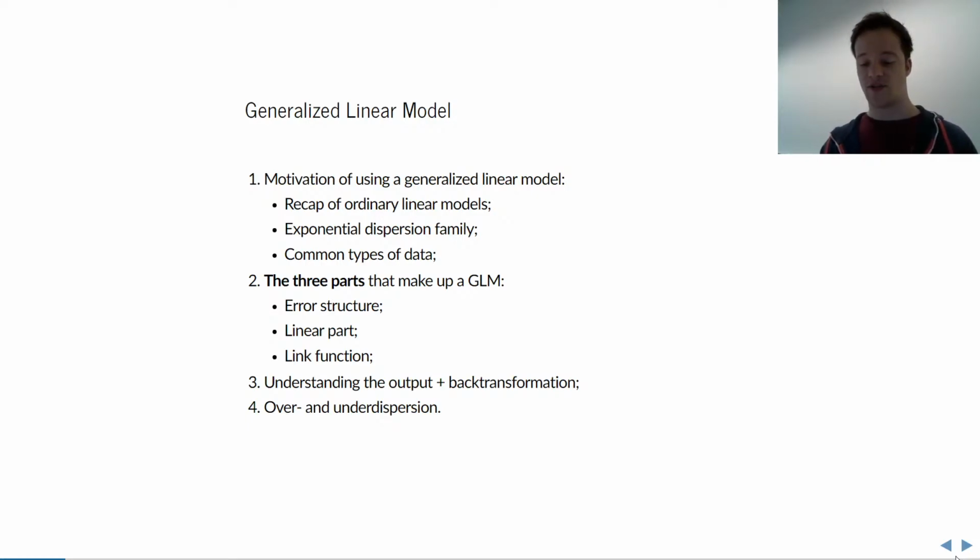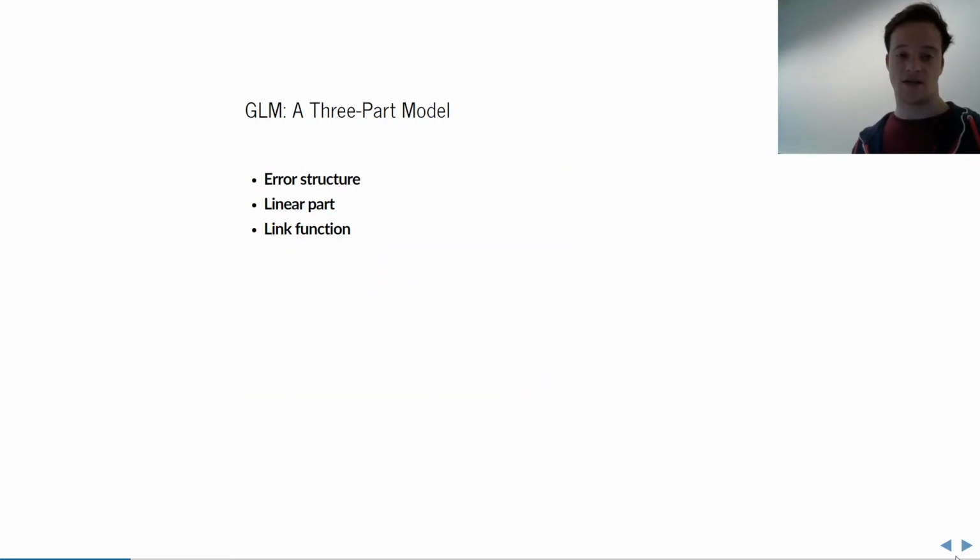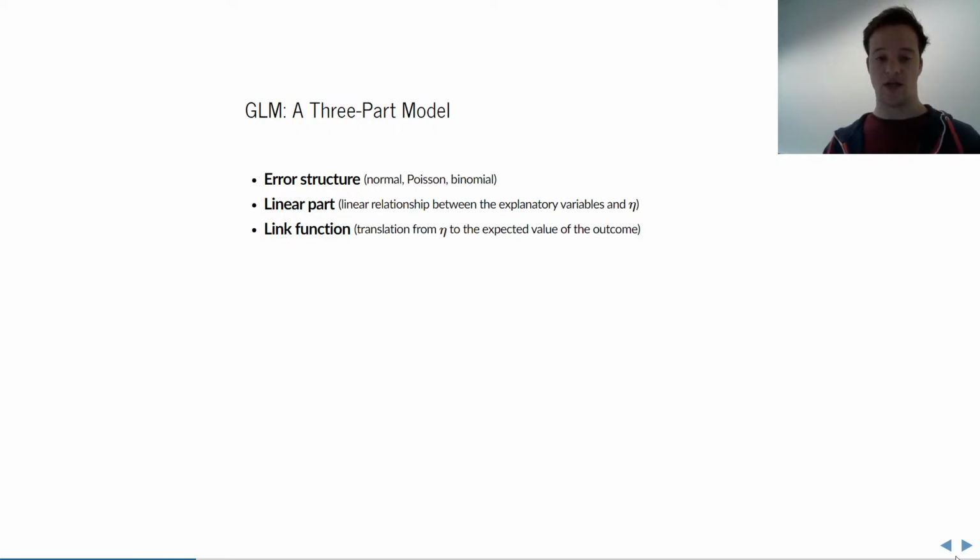And today we're going to talk about what a GLM actually is, and that is a three-part model, so I'm going to explain what those three parts are. So the three parts that make up a GLM are called the error structure, which just means the distribution for the errors. The linear part, which is very similar to what you've already had for linear regression, and the link function, which connects the two. Okay, so as an example, we could have a normal error structure that would be the same as just doing linear regression. We could have a Poisson error structure for counts and a binomial error structure for ratios.